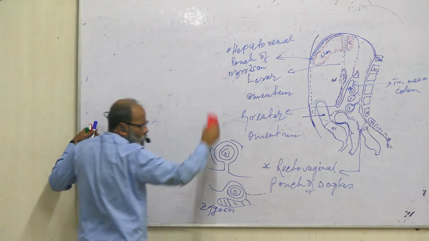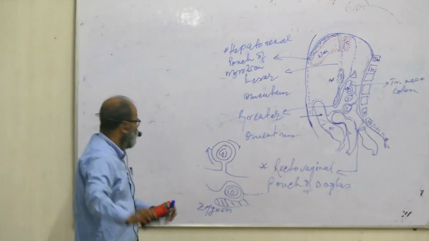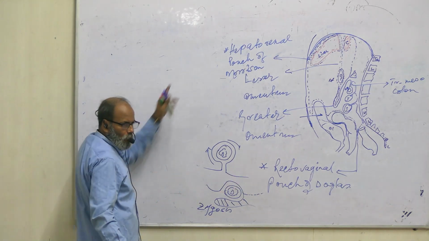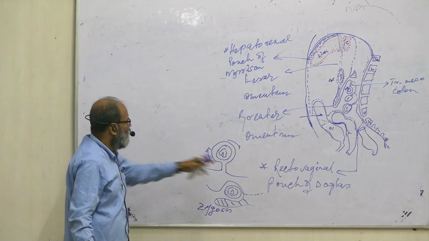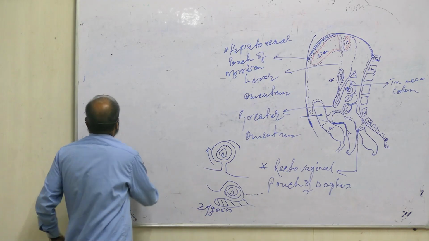I will talk about the hepatorenal pouch of Morison and the rectouterine pouch of Douglas. I will talk about all that. Both these pouches are short. Both the hepatorenal pouch of Morison and the pouch of Douglas. Both are short. Alright.